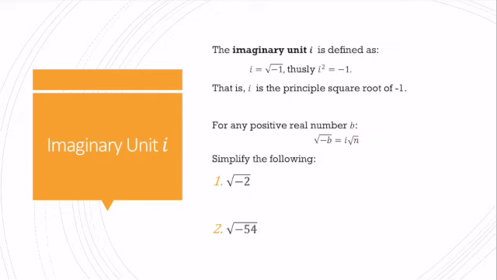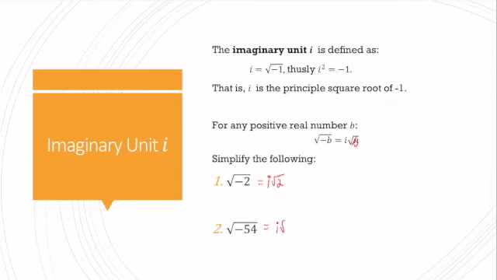Let's go ahead and do this again. I have the square root of negative 2, which is the square root of 2 times i, so i square root of 2.